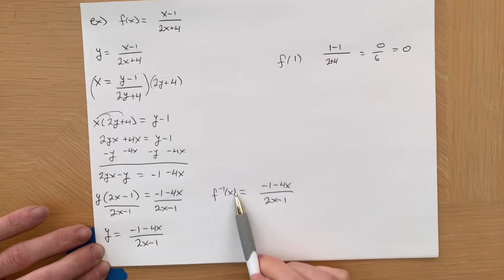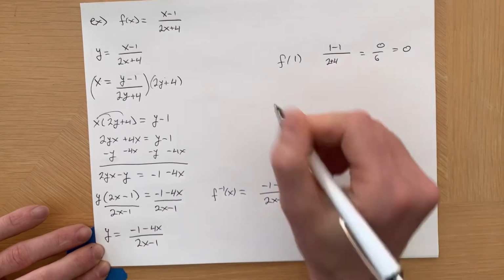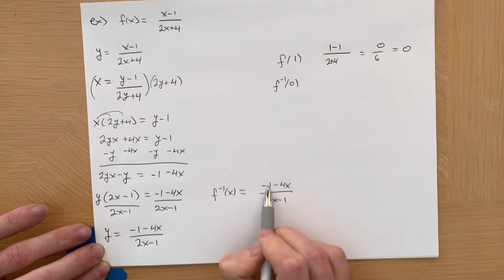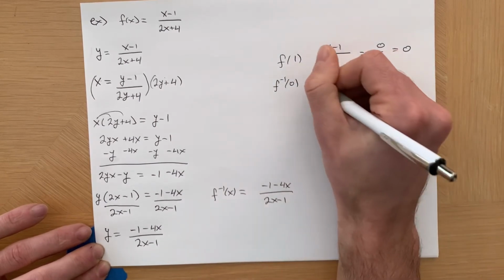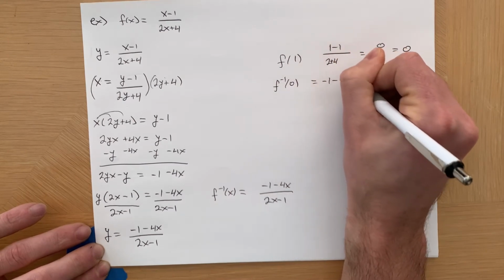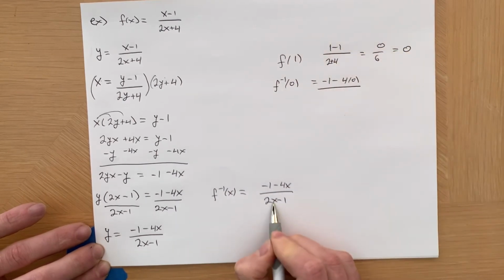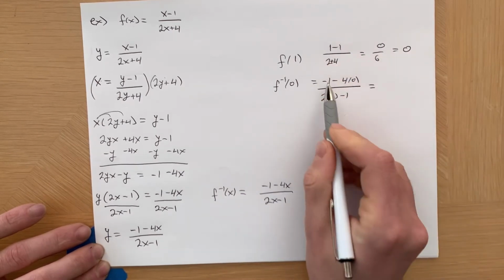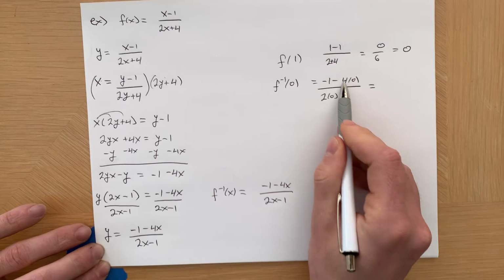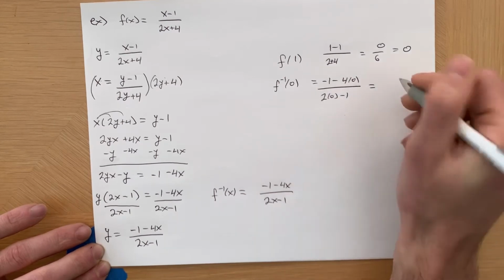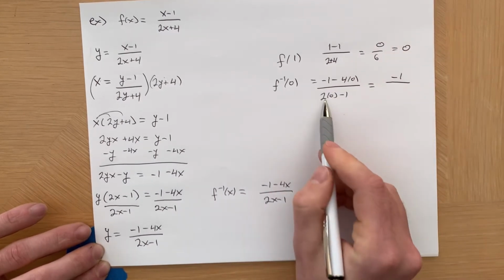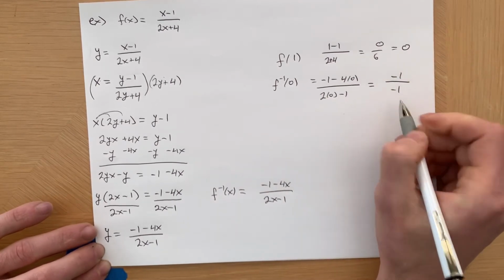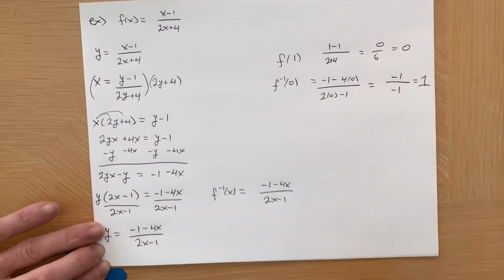So that means for f inverse of x, if we plug in 0, we're going to need to get 1. So if we plug in 0 into f inverse, we're going to get minus 1 minus 4 times 0 all over 2 times 0 minus 1. Well, 4 times 0 is a 0, so the top is just going to be minus 1. And the bottom, 2 times 0 just goes away, so the bottom is just minus 1. And minus 1 over minus 1 equals positive 1. So we do get the right thing.